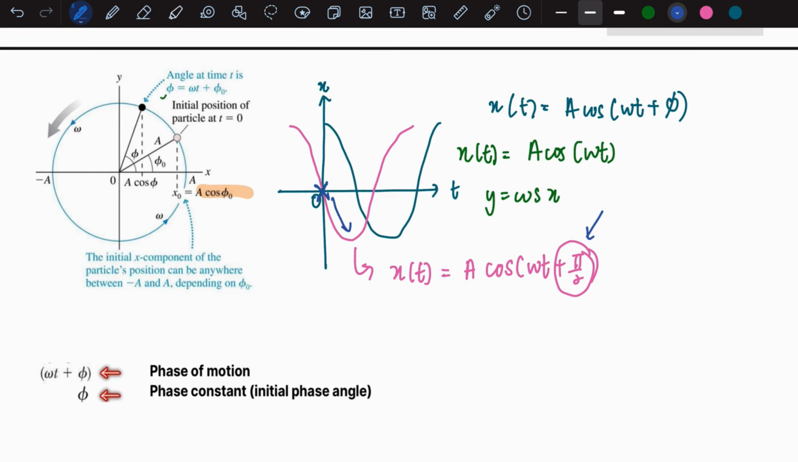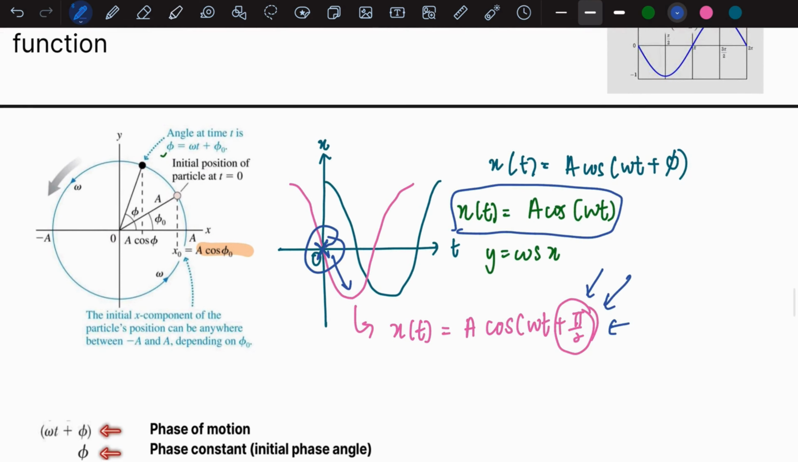Initially, this is just our graph. I just drew the basic cos graph. Now I've shifted the graph by pi over 2. And after I have shifted, this is my initial phase angle, how much I have shifted to the left. So now this is my starting point.